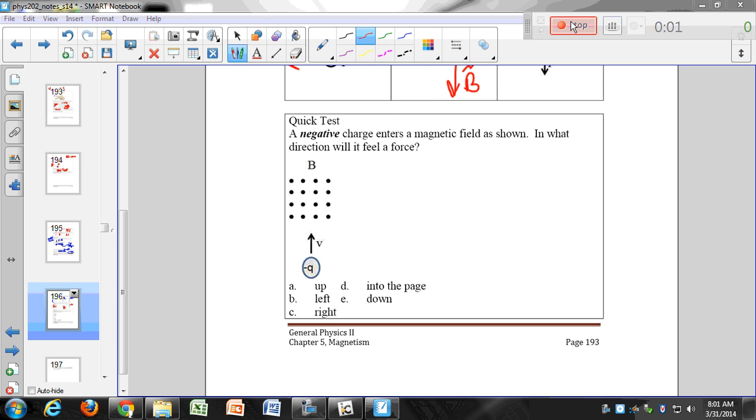By the way, if you have a negative charge, you just use the right-hand rule, but then you take the opposite of the answer that you get from the right-hand rule. So if your charge is negative, you just take the opposite answer. Try this one.